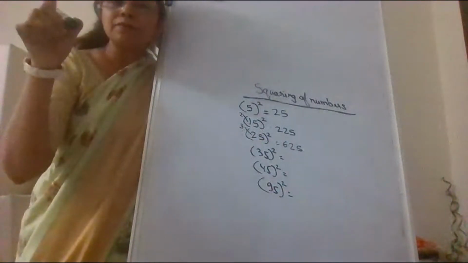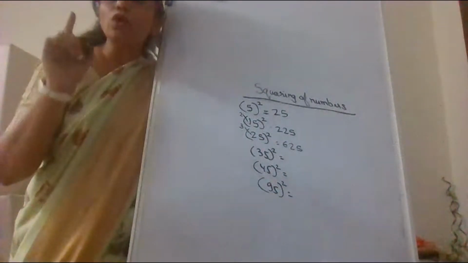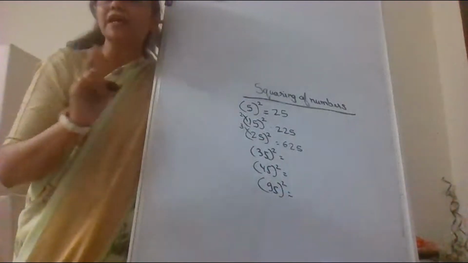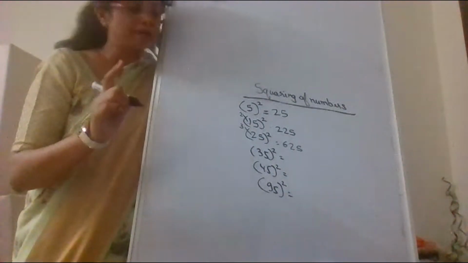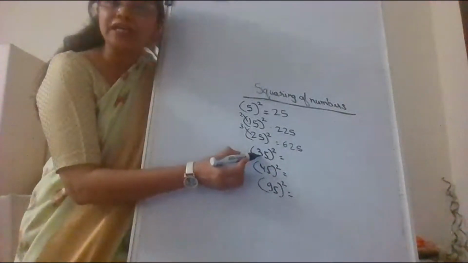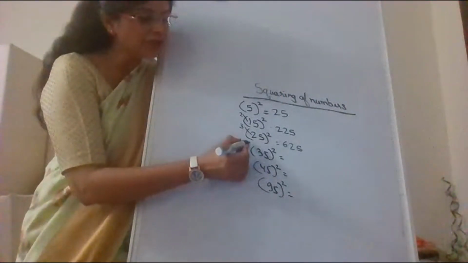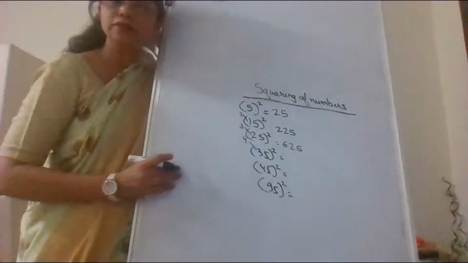What you have to remember? That the answer will always end with 25. Here this is 3. The bigger number for 3 is 4.